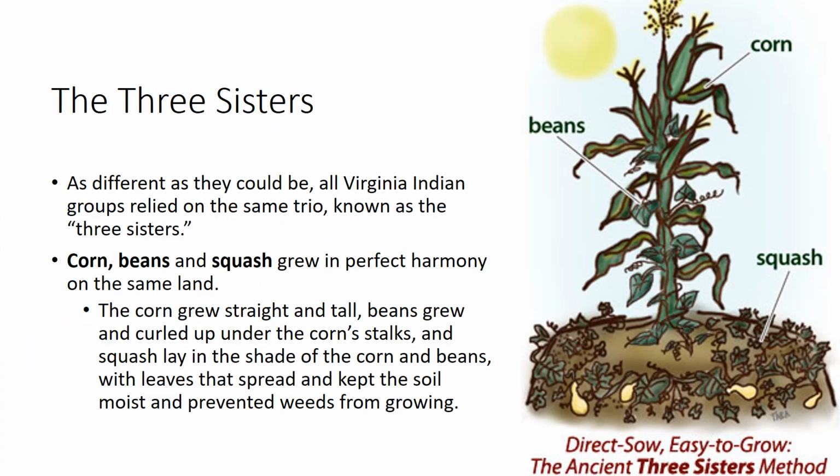As different as they could be, all Virginia Indian groups relied on the same trio known as the Three Sisters for their food. Corn, beans, and squash grew in perfect harmony on the same land. The corn grew straight and tall, beans grew and curled up under the corn stalks, and squash lay in the shade of the corn and beans with leaves that spread and kept the soil moist and prevented weeds from growing.